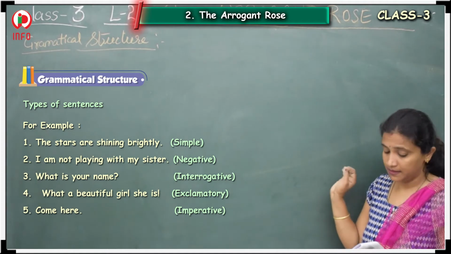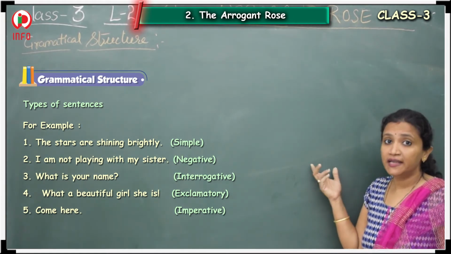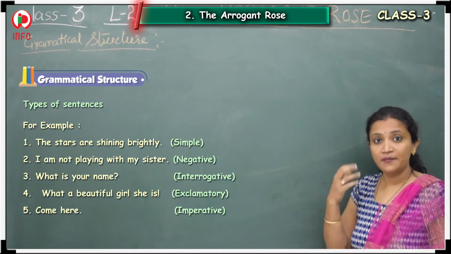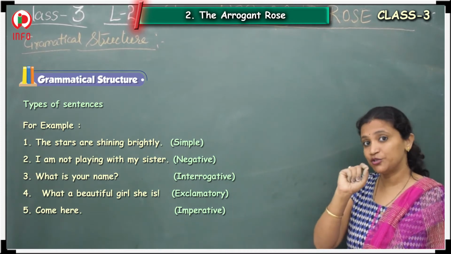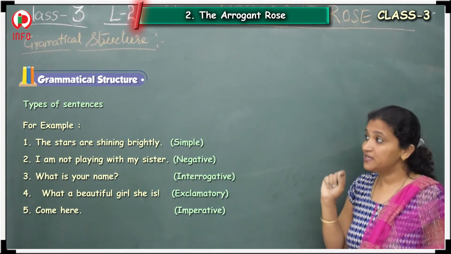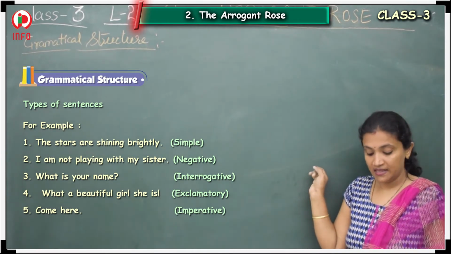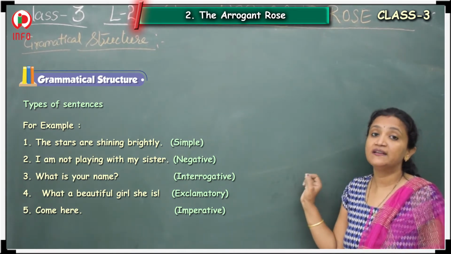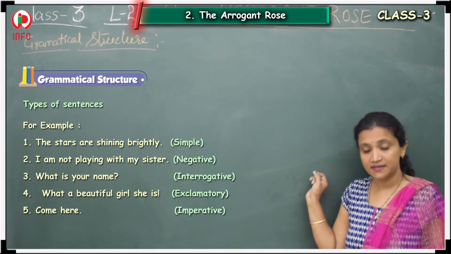Now we'll see the third example. What is your name? Yes, I am asking you a question. So what am I doing? I am putting a question mark here. Whenever you see the question mark in the sentence, that will become an interrogative sentence. A question mark indicates an interrogative sentence.